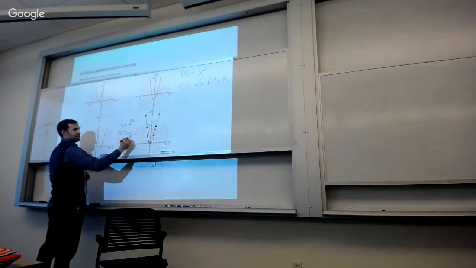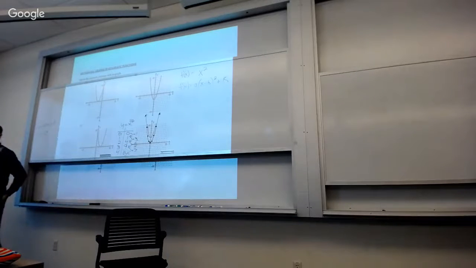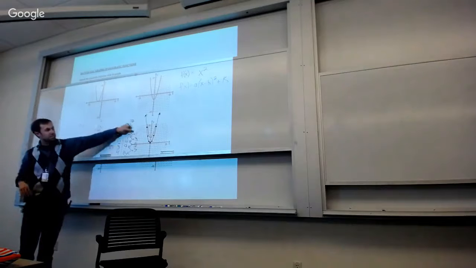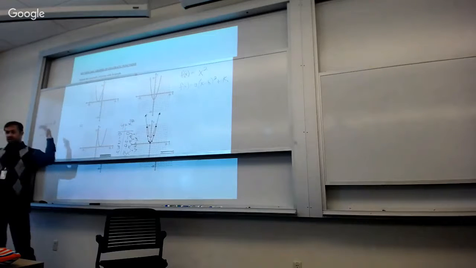Yeah, you go by 1, and then 1 to 4 you go by 3, and 4 to 9 you go by 5, and then 9 to 16 you go by 7. So that's where the odd numbers come from, and that's why the parabola takes that shape. Because for every unit that you move to the right, you're going up by an odd number in that sequence. And it's always like that.